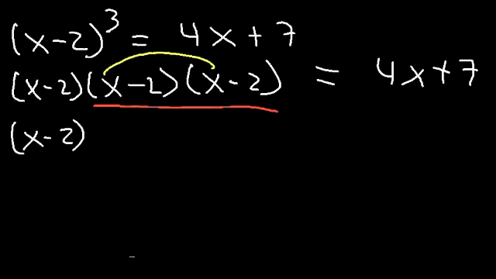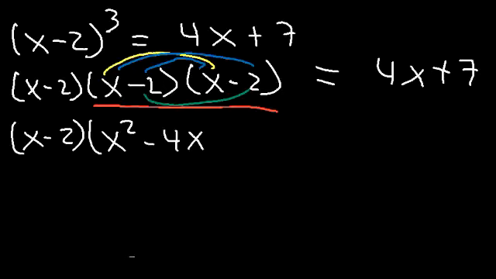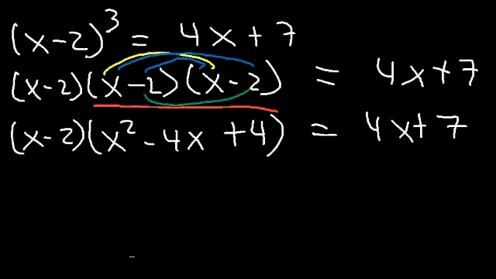So x times x is x squared. Negative 2 times x, and x times negative 2, that's negative 2x plus negative 2x, that's negative 4x. And finally, negative 2 times negative 2 is 4. Now let's multiply this binomial by this trinomial.